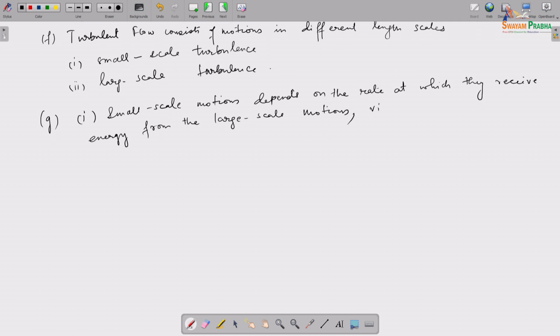Motions, they depend on viscosity, they are independent of geometry. So I'm not going to dwell on this too much, because we're going to study this in detail, right? This is called something called an energy cascade. So when we get there, we're going to study this, okay?